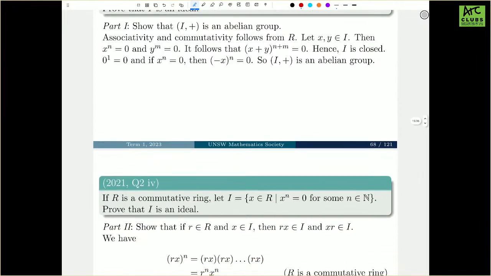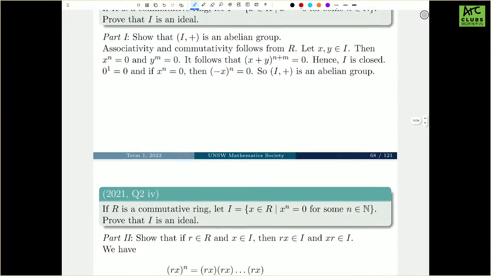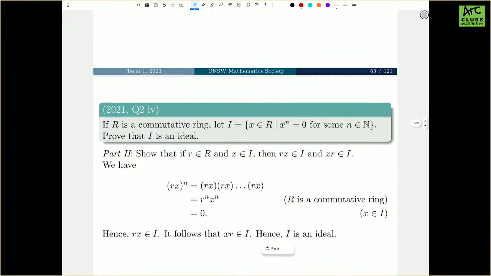Anyway, I'll just jump right to part 2 for showing that Ri equals I. We'll take R and X and I, right? We have to show that Rx is an I. And we only know the property that x to the n equals 0. So we want to do some manipulation so that we can use this property, right?